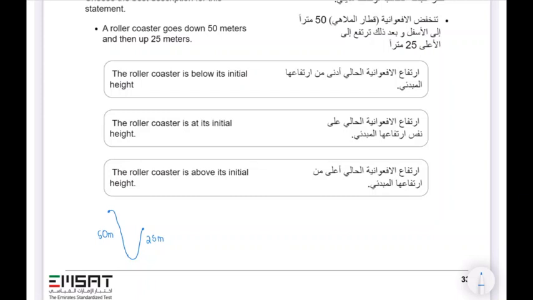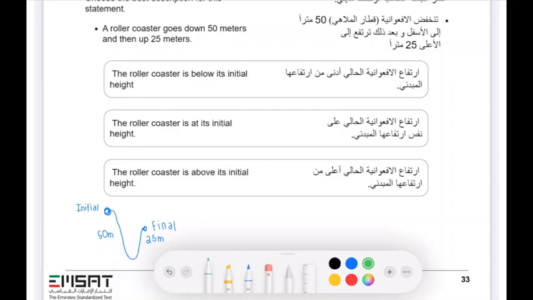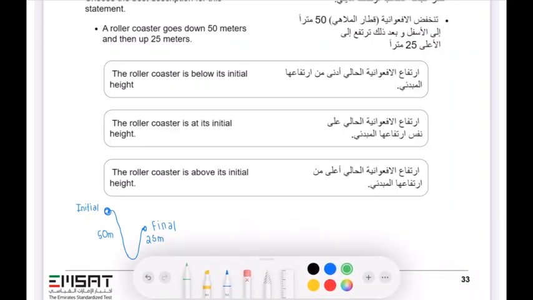I want to find the best description for this statement. The roller coaster is below its initial height. So what is its initial height? The initial height is here, and this is the final height. So let's write here initial, and here is final. This is the right answer because the roller coaster is indeed below its initial height. It is below, it's not above.